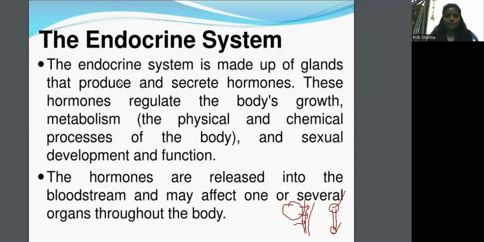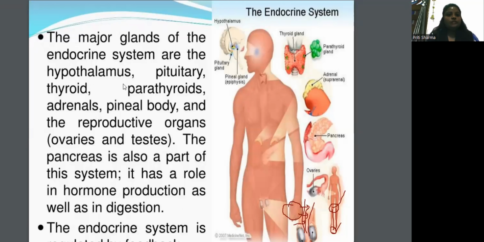The major glands of the endocrine system are the hypothalamus, pituitary, thyroid, parathyroid, adrenal, pineal gland, and other reproductive organs. For females, it's the ovary, and for males, it is the testes. The pancreas is also a part of the endocrine glands. It has a role in hormone production as well as digestion. Can you see here that the pancreas is doing two works at the same time?